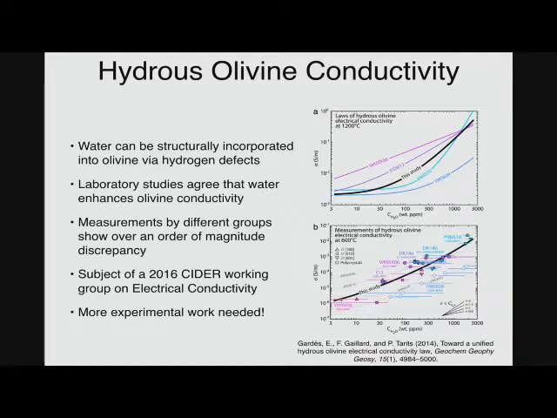And then, because it's difficult to make measurements at these high temperatures, a lot of the measurements are actually made at lower temperatures, and then they use thermal activation models to extrapolate them to higher temperatures. But you can see there's a whole range of values in the conductivity here, depending on the different groups. And so this has not gone unnoticed by people in the EM community that actually collect MT data to try and image the Earth structure.